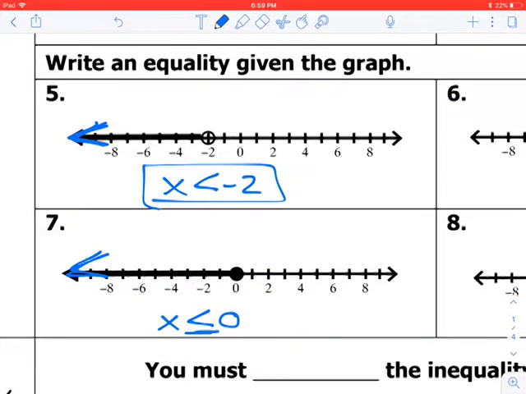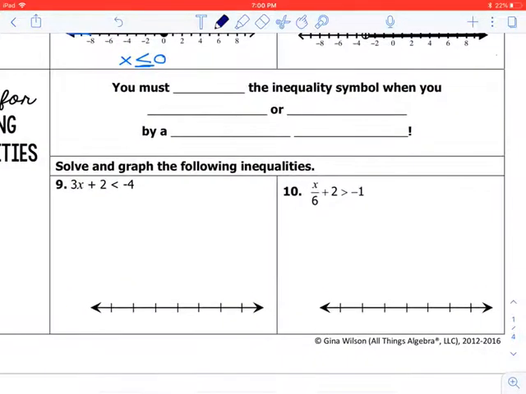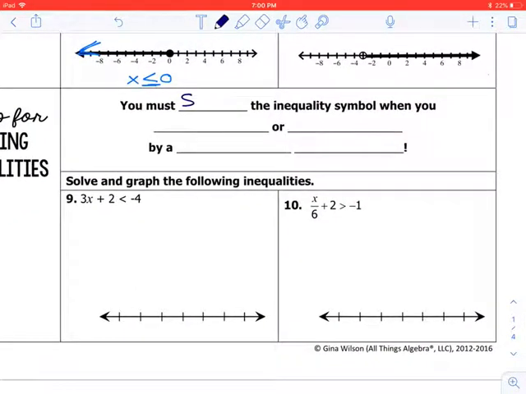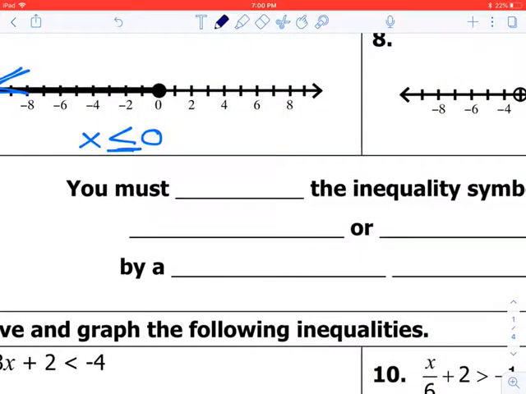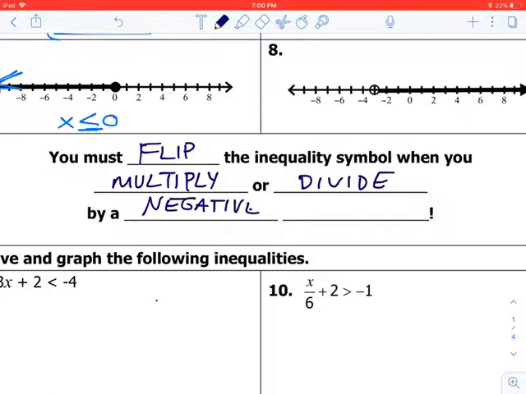Sometimes we have to solve first before we graph it. You must flip the inequality symbol, this is not letting me write very well. Let's try it again. You must flip the inequality symbol when you multiply or divide by a negative number. You never flip it unless that's the case.